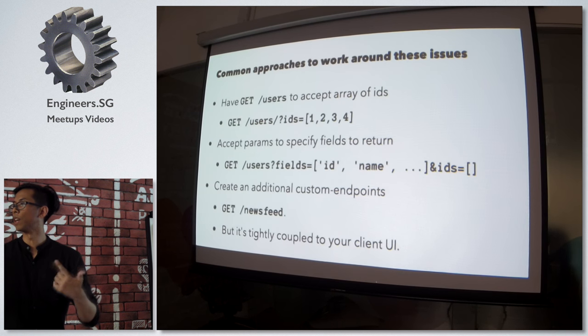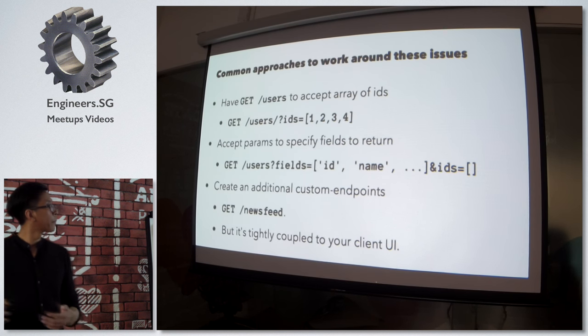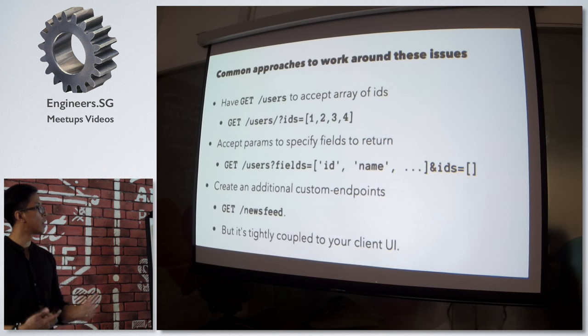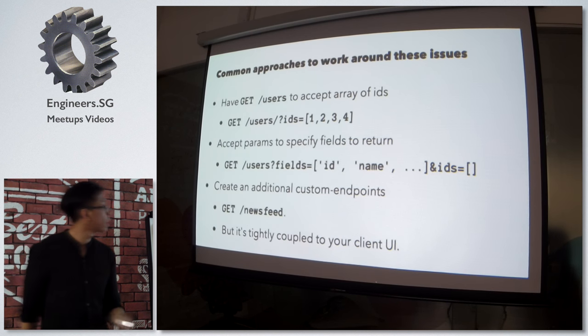So you give him a bunch of IDs and then he returns. So that's basically you cut down the number of calls to 2 calls, right? But that doesn't solve the issues with overfetching. So you say, okay, let's set parameters to specify fields to return. So basically your client will say, oh yeah, I want just this field, the ID, the name, and leave out the fields that you don't need. Right, so that's another approach to solve the issue with overfetching.